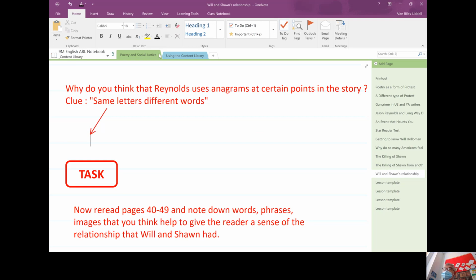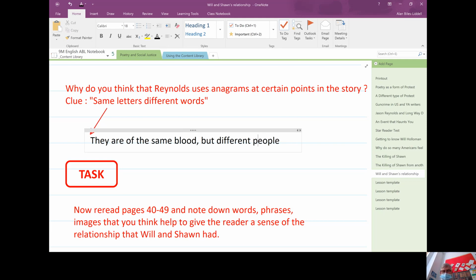Shawn and Will are the same blood, but they're different people. Oh, I like the way you put that. Really good. Yep. Abby? They're like the same person, but they're completely different. Yeah. Good.